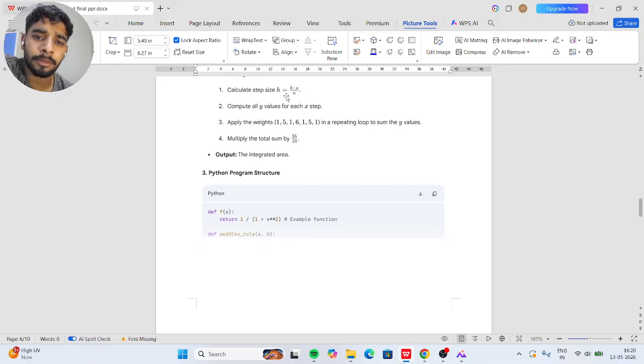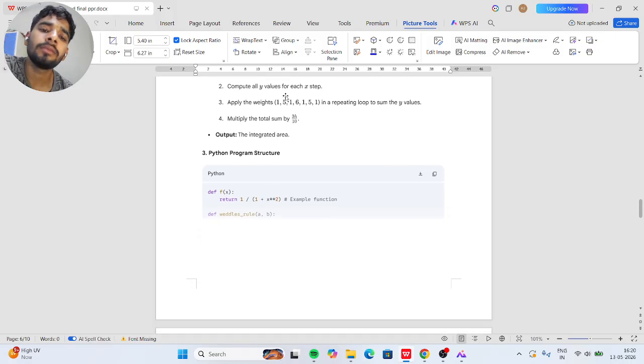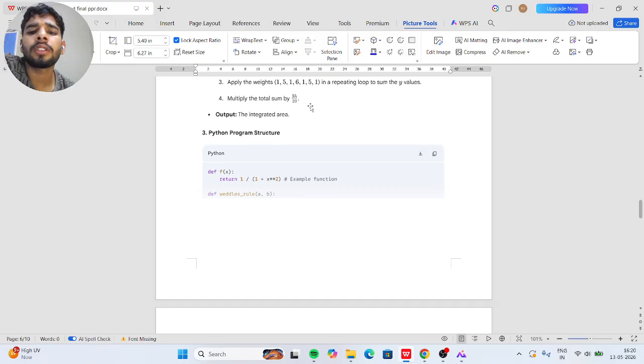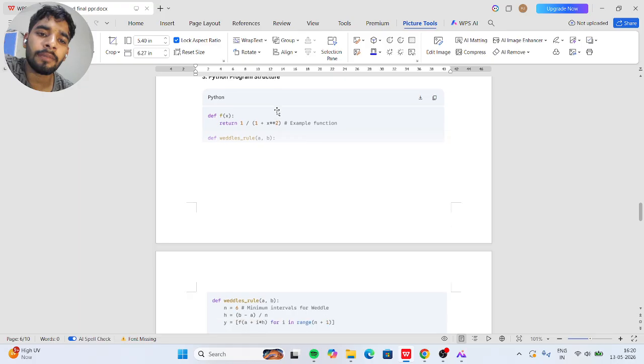In processing, we calculate the step size h by b minus a divided by n, and compute all y values for each x step. Then we apply the weights in a repeating loop to sum the y values, multiply the total by 3h by 10, and the integrated area is calculated.